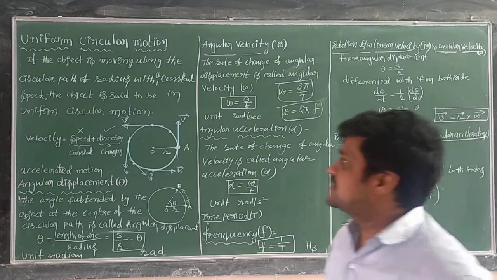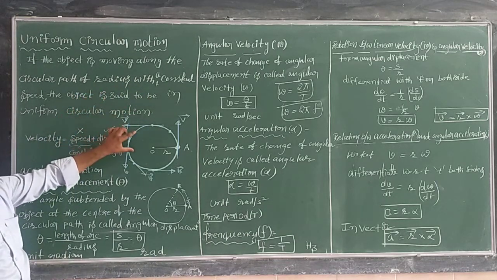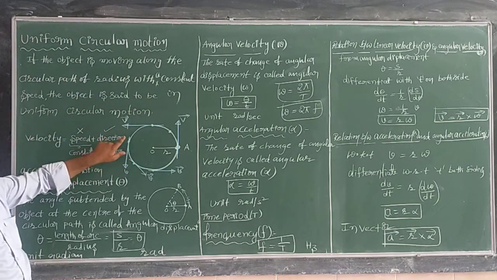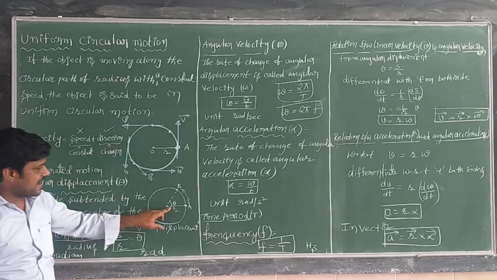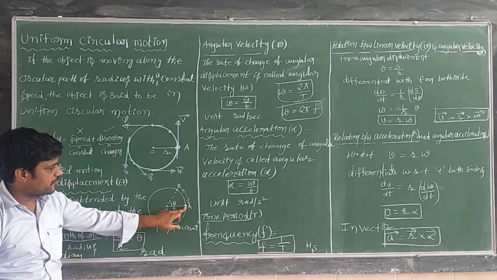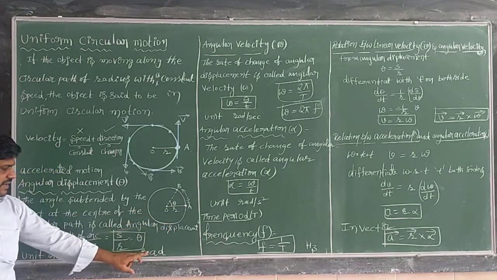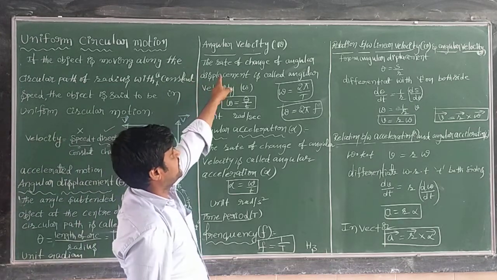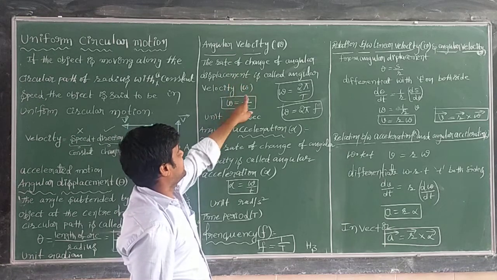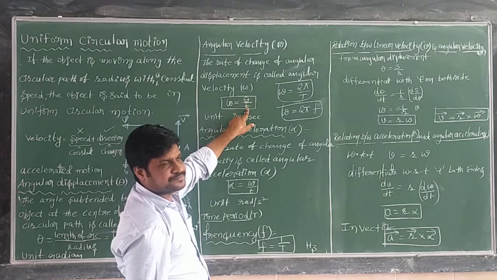Uniform circular motion means the object is moving along a circular path with constant speed. Angular displacement is the angle subtended by the object when it moves from one point to another on the circular path. Angular displacement is measured in radians. Angular velocity is the rate of change of angular displacement, angular displacement by time.